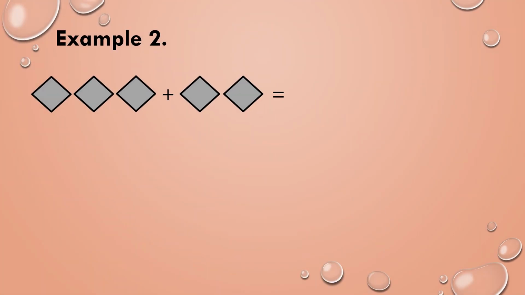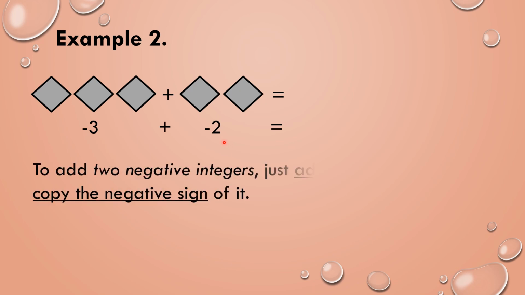Next, example number 2. As you can see, meron tayo ditong 3 gray diamonds plus 2 gray diamonds is equal to. So, recall natin that gray diamonds represent the negative number. So, the mathematical equation for this is negative 3 plus negative 2. Again, kokopyahin lang natin itong plus sign. And then, here's the rule in adding two negative numbers. To add two negative integers or numbers, just add the two integers and copy the negative sign of it.